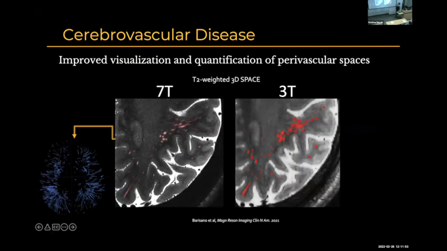And this is another study where we basically showed how important the resolution is for the quantification of the perivascular spaces. And here you can see at 7T you can actually differentiate much better each perivascular space from each other. Instead, at 3 Tesla, the quantification is less accurate because some of these are considered only as one element.